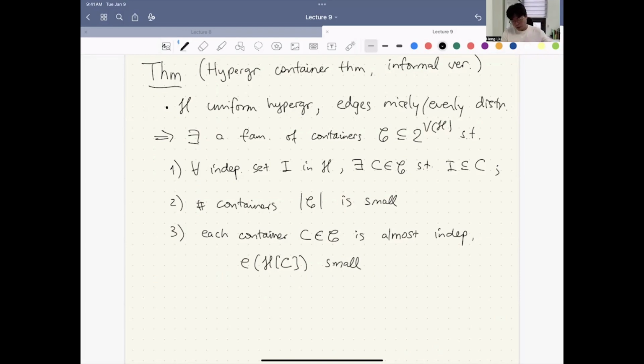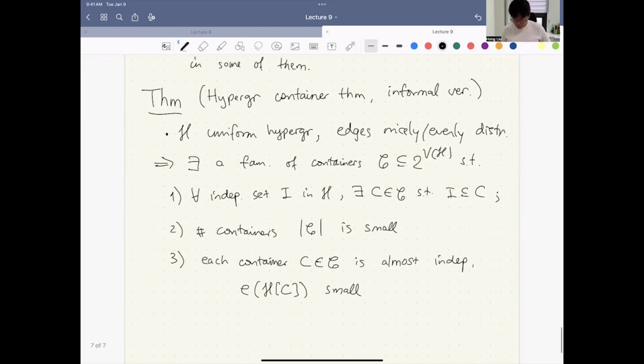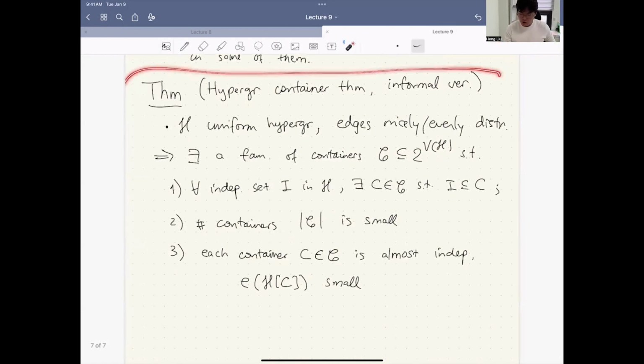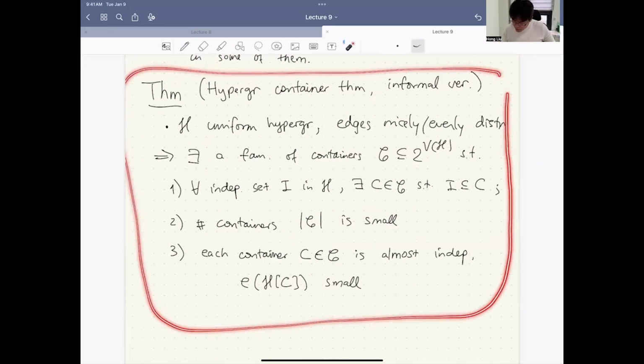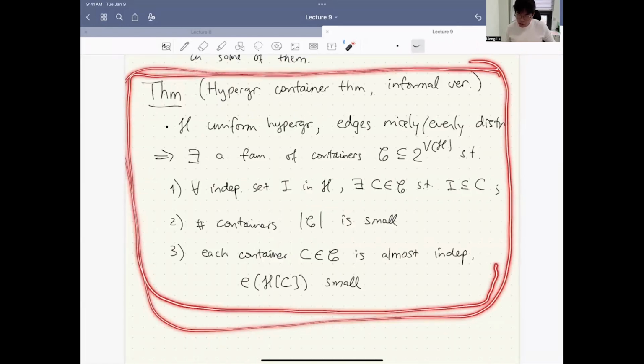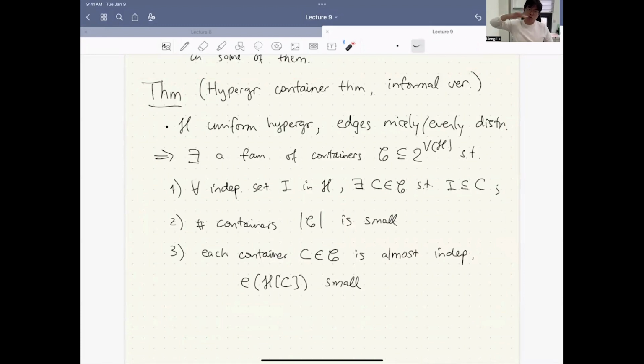Okay, now, for now, I'm not going to state the formal version. This informal version, I think, already illustrates how a hypergraph container theorem looks. Now let's see a specific example of this through an application. Let's count, as we mentioned last week, the number of triangle-free graphs.